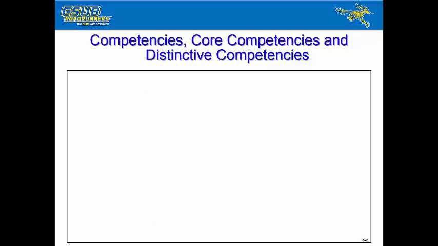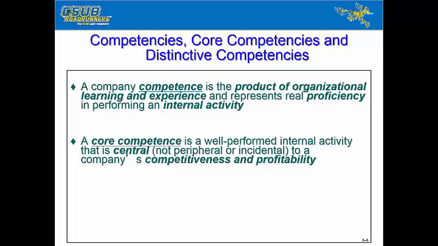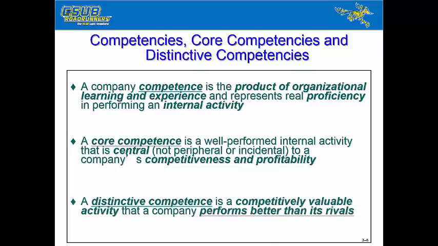So there's competencies, core competencies, and distinctive competencies. There are three different types of competencies that we talk about in strategic analysis of firms. First of all, a company competence, just a regular old competence, is the product of organizational learning experience and represents proficiency in performing some sort of internal activity. A core competence is a well-performed internal activity that is central to the company's competitiveness and profitability. So this is not just something you're good at, but something you're good at and that is important for the company's success. A distinctive competence is a competitively valuable core competence that you're actually better at doing than your rivals.